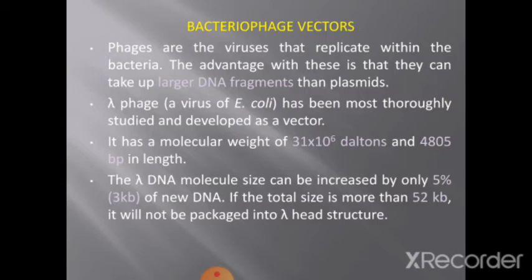You have to learn about the biology of lambda phage vector as homework. So 48 plus 3, that is 51 or 52 kb, can conveniently be packaged into the lambda head structure. So if you are not removing any genomic part of lambda phage, there is scope to add only 5% of extra DNA, which comes to 3 kb of new DNA.